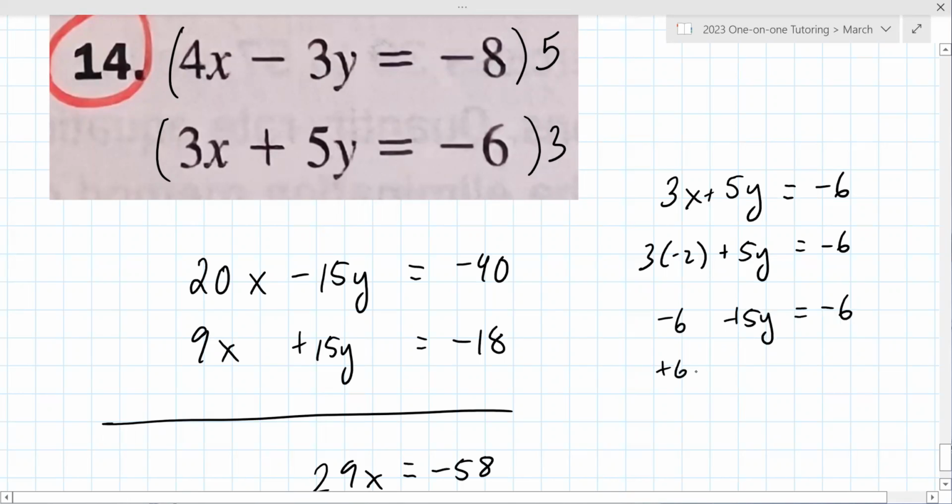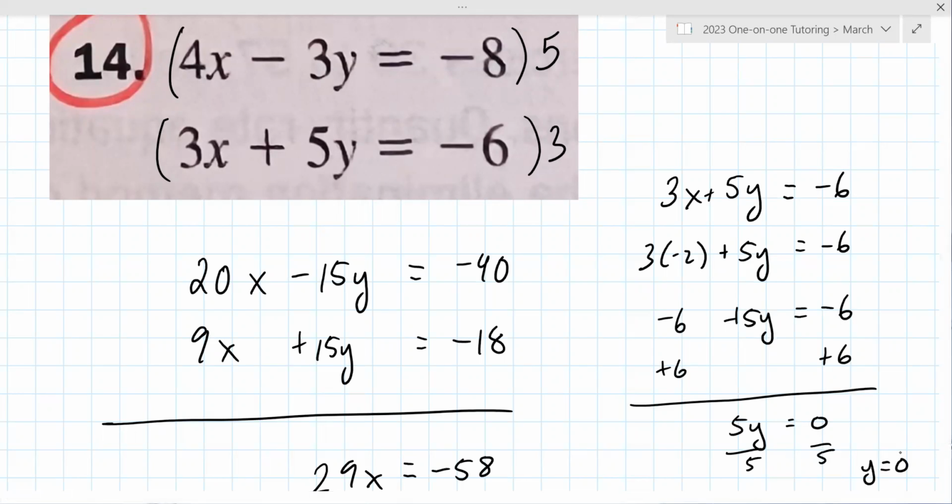So you add 6 to both sides. 5y equals 0. And then when you divide by 5, you get y equals 0 on this one. 5y over 5 equals 0. Y equals 0.